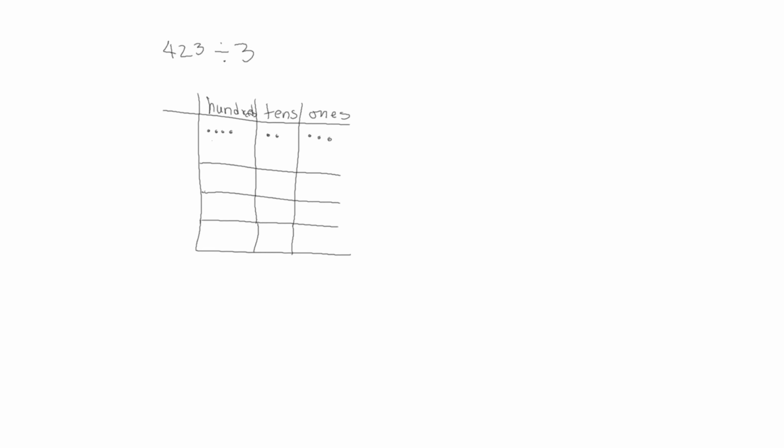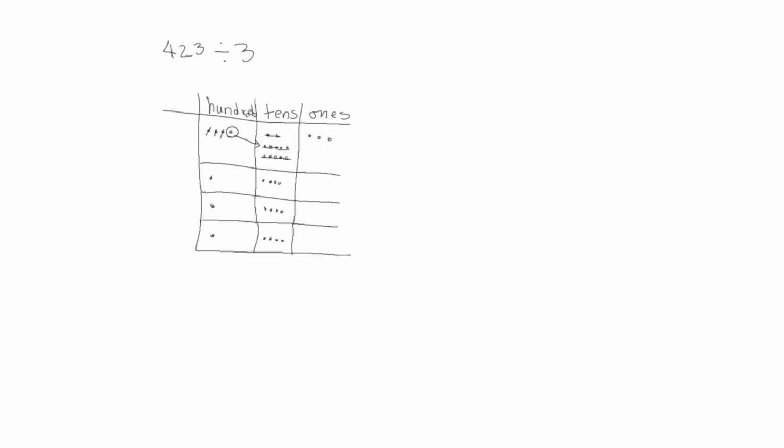So if we have 4 hundreds, we can put 100 in each group. And we'll be left with 100 that we need to decompose into 10 tens. So now we have 10 plus 2, we have 12 tens and 3 groups. So we can put 4 in each group, since 4 times 3 is 12. So one 4, another group of 4, and the last group of 4.